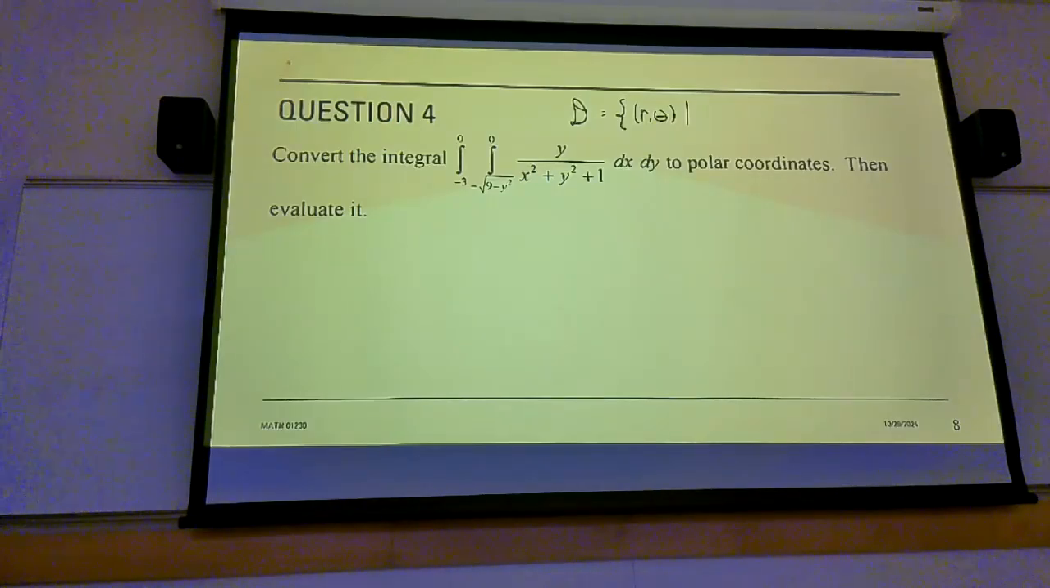I think it's the quarter circle in quadrant 3 of radius 3, so 0 is less than or equal to r less than or equal to 3. Theta is negative pi less than or equal to theta less than or equal to, I use negative, so negative pi over 2.